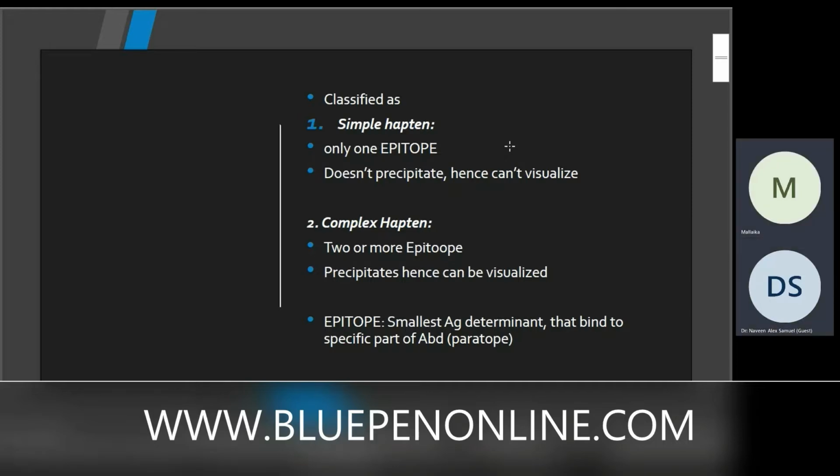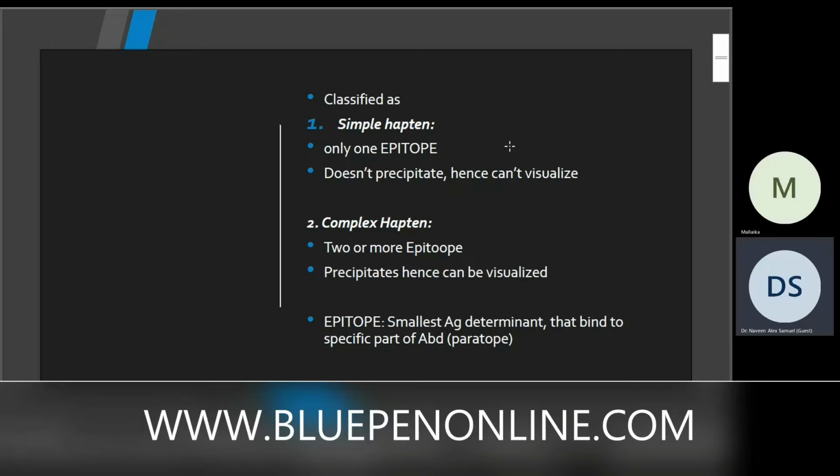An epitope is a receptor on an antigen where an antibody binds. On an antibody, there will be a specific receptor called the paratope. So the epitope and paratope of the respective antigen and antibody are the ones which bind. Got it? The epitope is present on an antigen, whereas the paratope is present on an antibody. In simple haptens there is only one epitope, and it doesn't precipitate, hence it can't be visualized. Whereas complex haptens are made up of two or more epitopes, so it's a large molecule, it precipitates, hence it can be visualized.